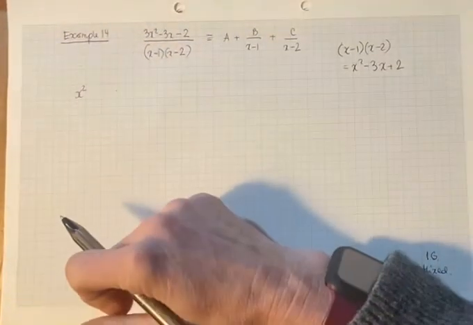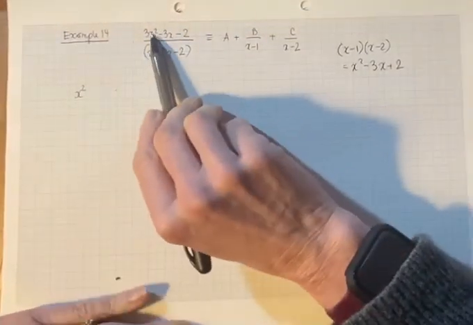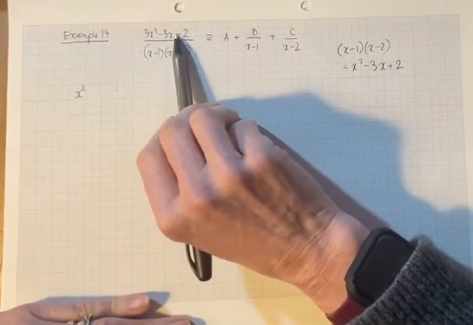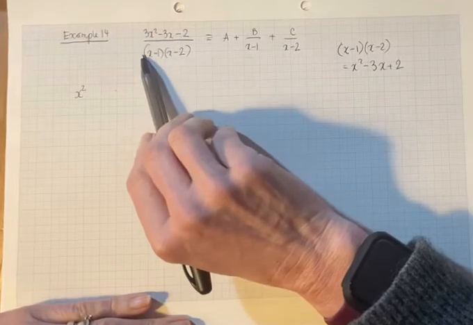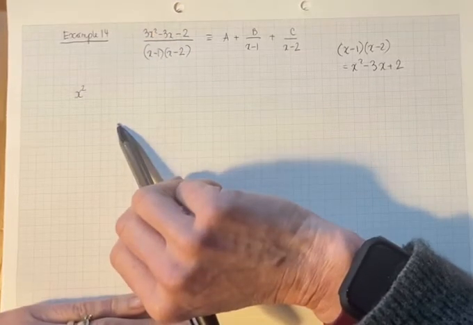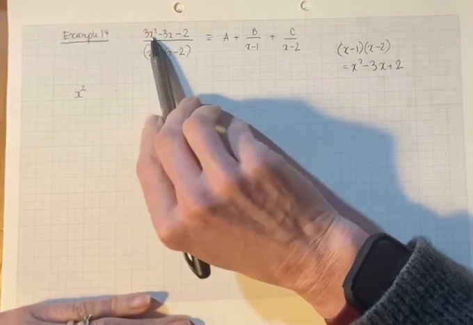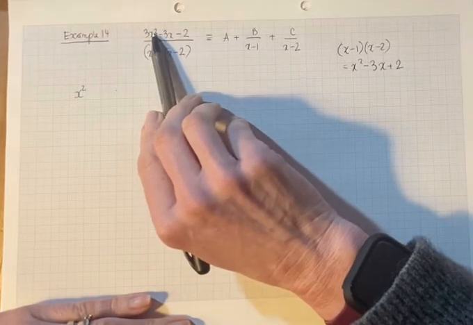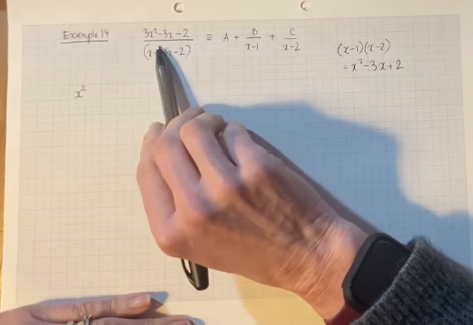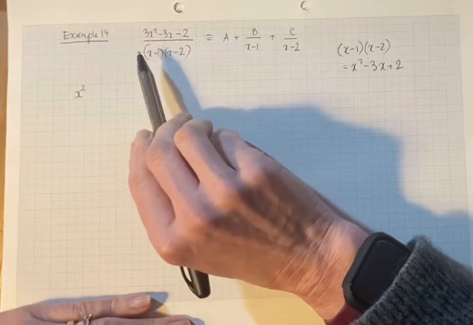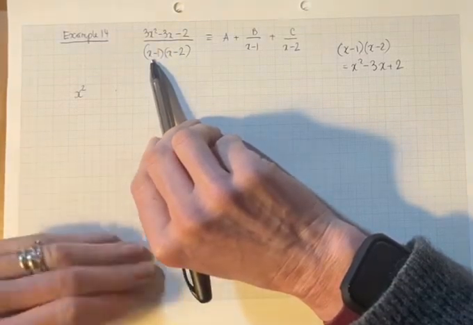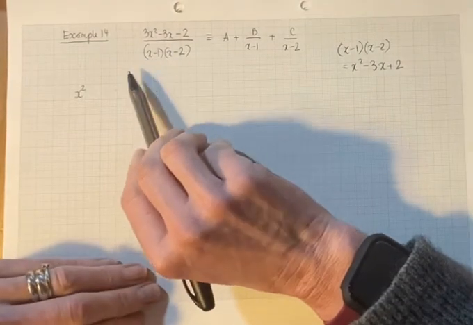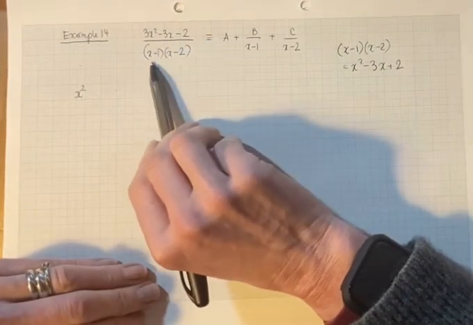Example 14, we've got an improper fraction because you've got a quadratic divided by a quadratic. So quadratic and the quadratic in the denominator. If the degree of the polynomial in the top of the fraction in the numerator is equal or is greater than the degree of the polynomial in the bottom, then it's an improper fraction and we need to divide first.